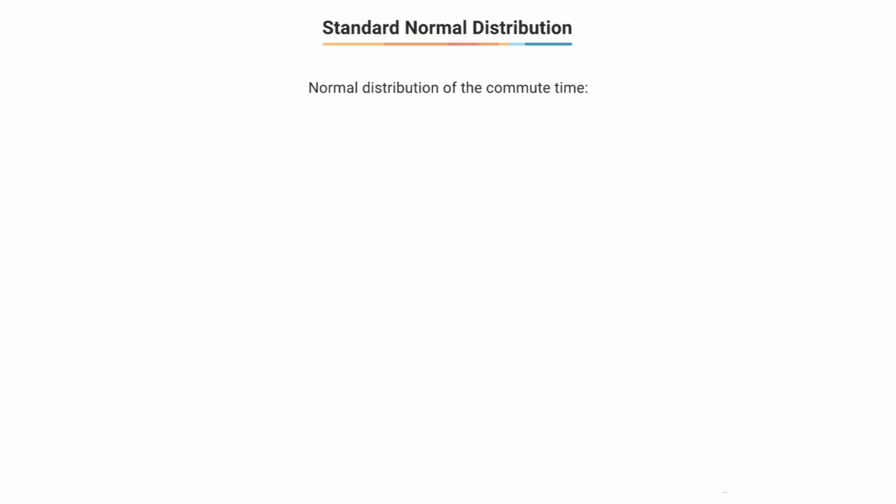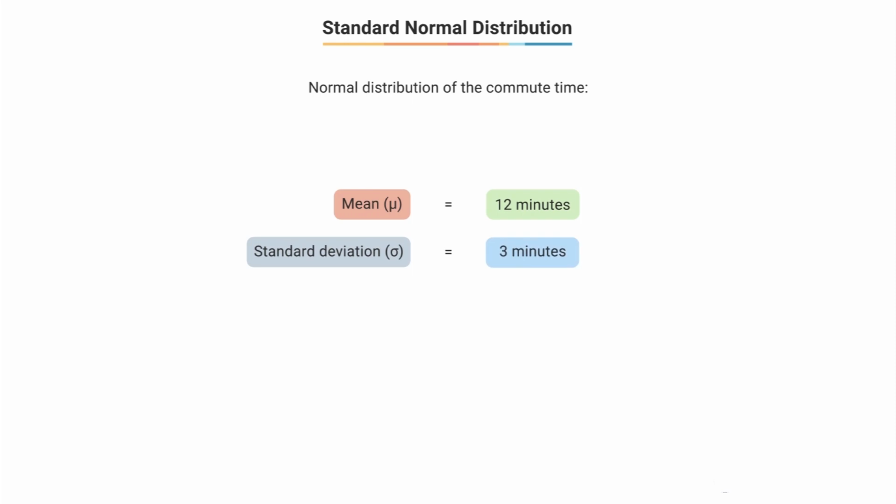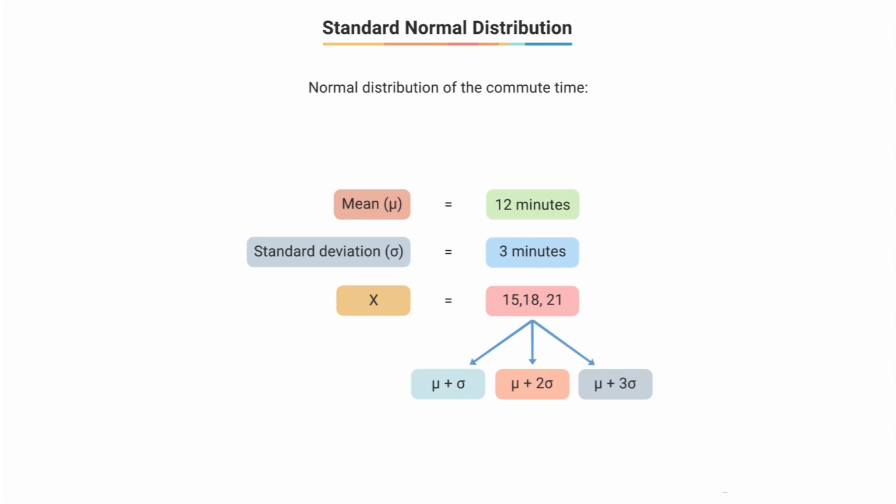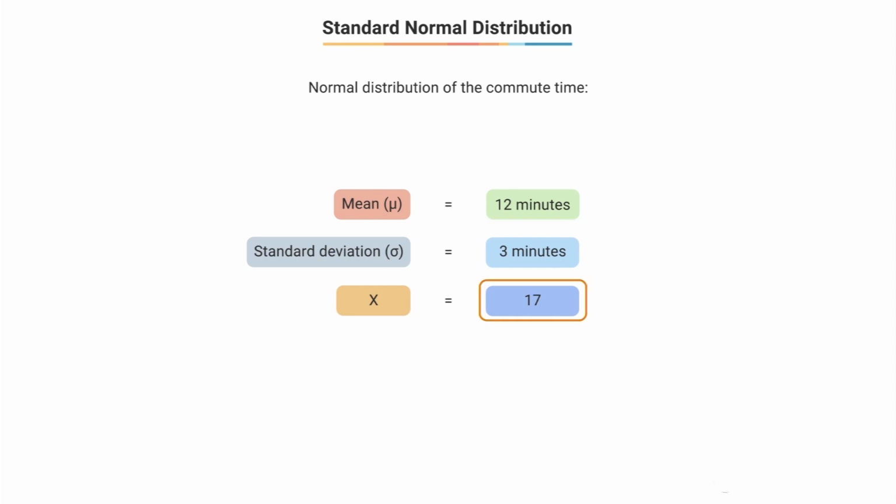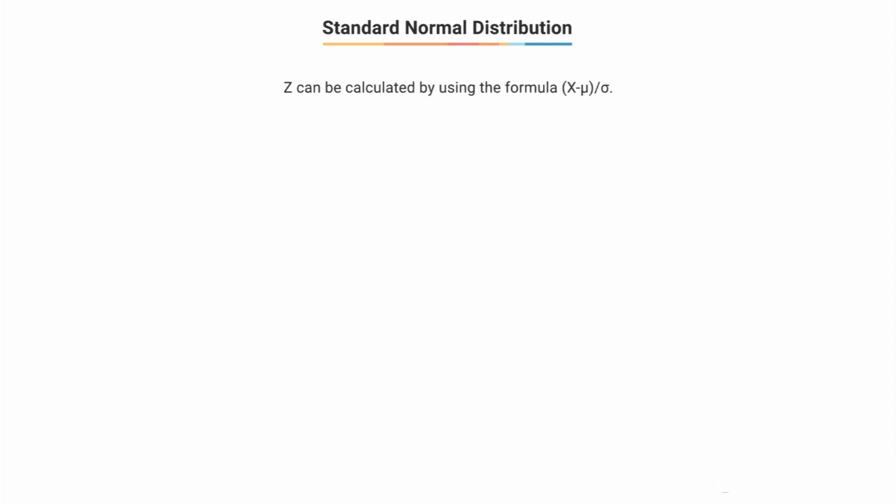Let us go back to our normal distribution of the commute time. Here you can see that we have our mean as 12 and standard deviation as 3. Earlier we were considering x to be values like 15, 18 and 21, which were multiples of 3, so that we could represent them as mu plus 1 sigma, mu plus 2 sigma and mu plus 3 sigma respectively. But what if I consider a value like 17? Here we can see that mu is 12 and x is 17, and the difference between these two values is 5. So if we have to represent x in the form of mu plus some multiple of sigma, then we can find this multiplication factor by using x minus mu divided by sigma. For instance, in our case, x minus mu upon sigma comes out to be 17 minus 12 upon 3, which equates to 5 by 3, which is around 1.67.